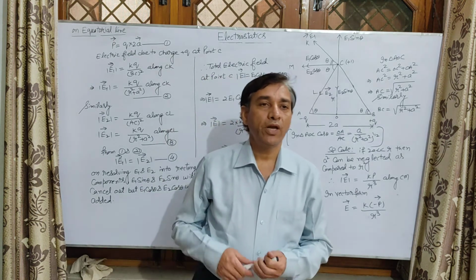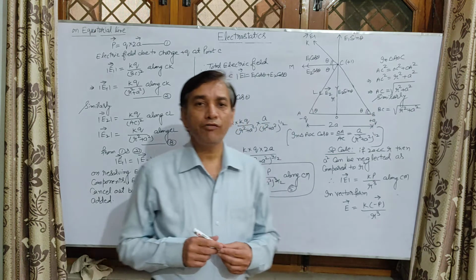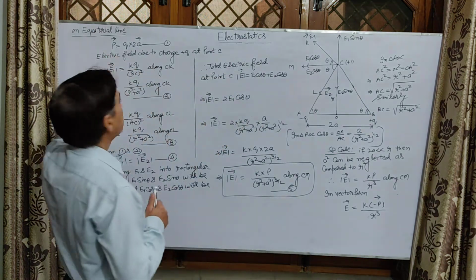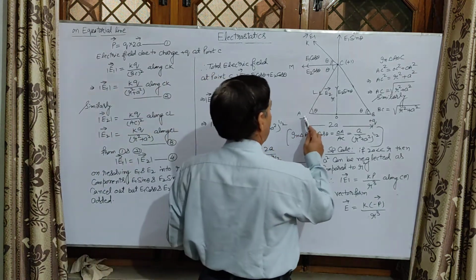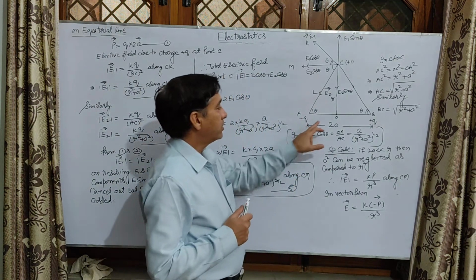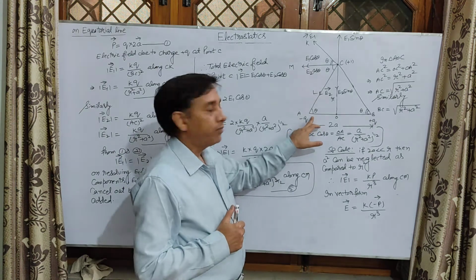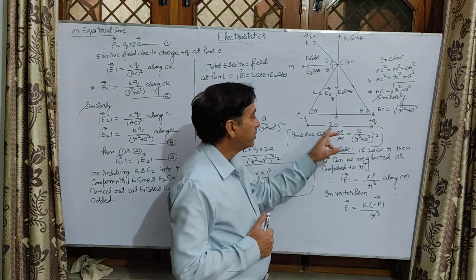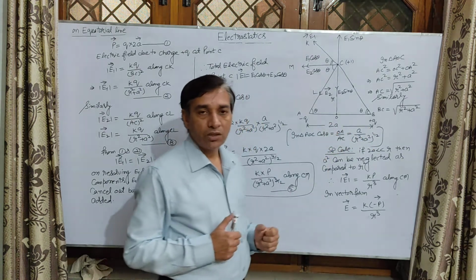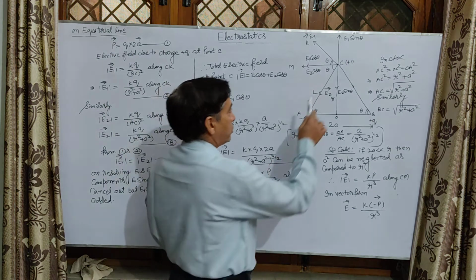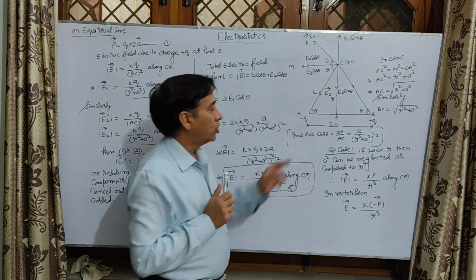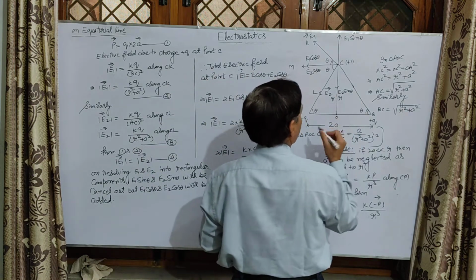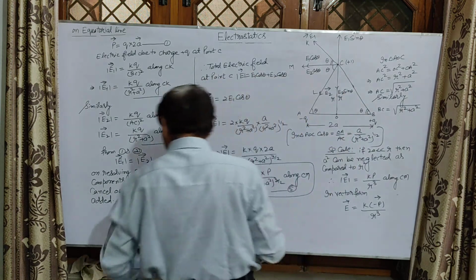Hello everyone. Today I am going to start electric field due to the dipole on equatorial line. This AB is the electric dipole. It consists of two opposite point charges minus q and plus q separated by a small distance 2a. This C point lies on the equatorial line. This is distance r. I have already written.